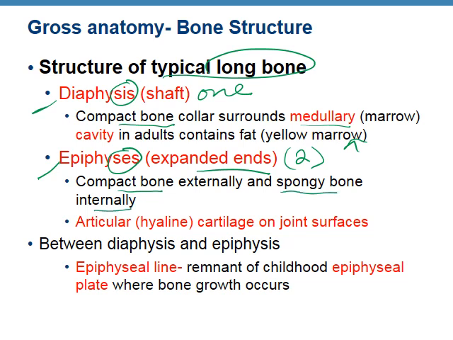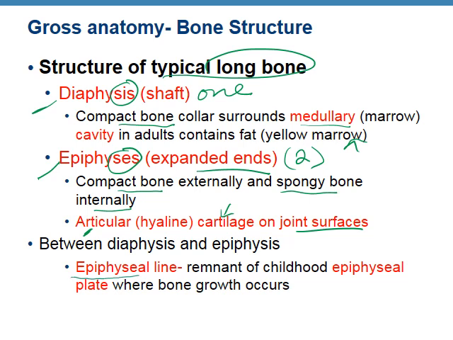And the epiphyses are going to be the expanded ends that have compact bone external and spongy bone internal. And they're always going to have hyaline cartilage on these joint surfaces where you find two long bones coming together or articulating. That's why they call it articular cartilage. But specifically, it is hyaline cartilage that serves as that articular cartilage.